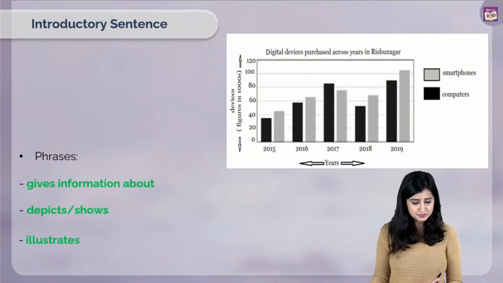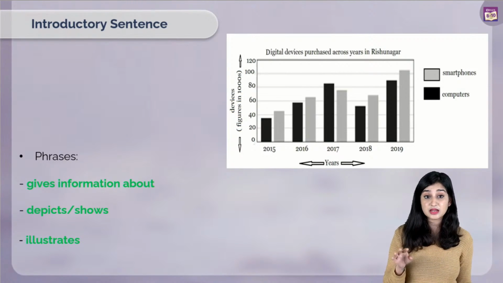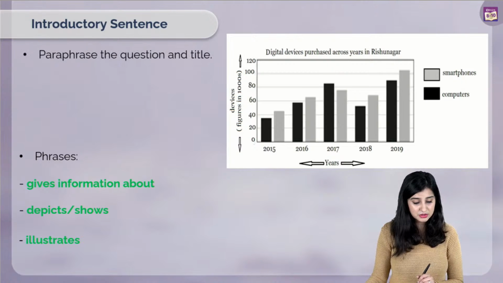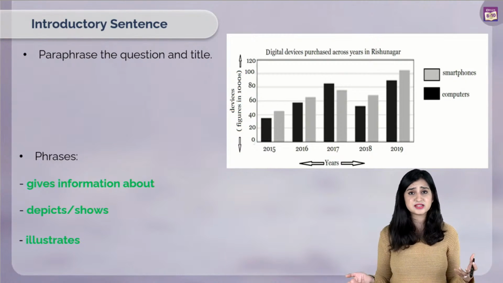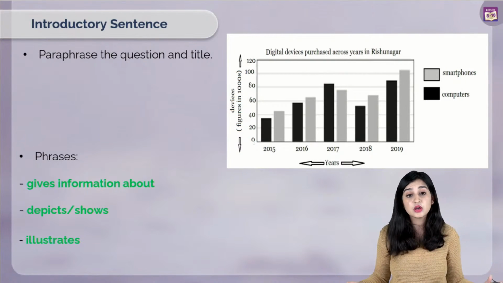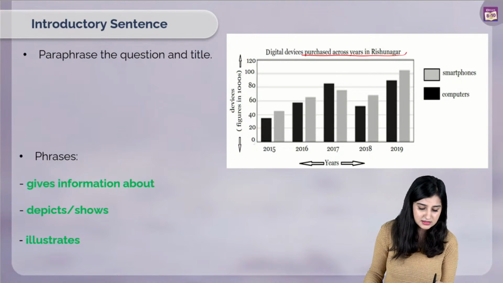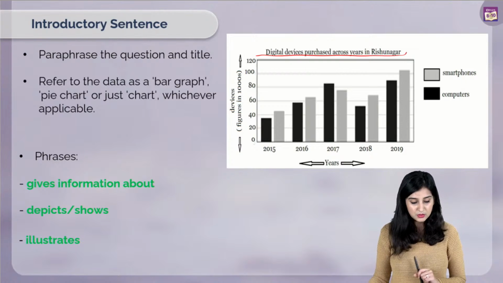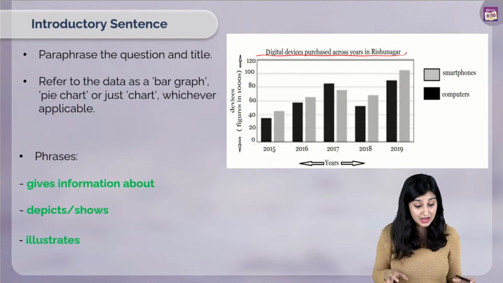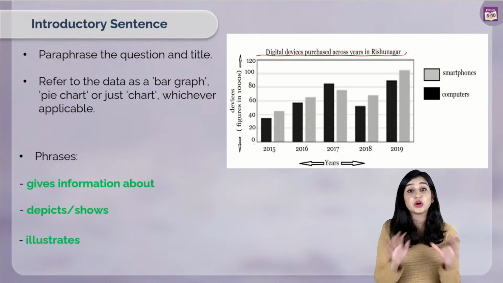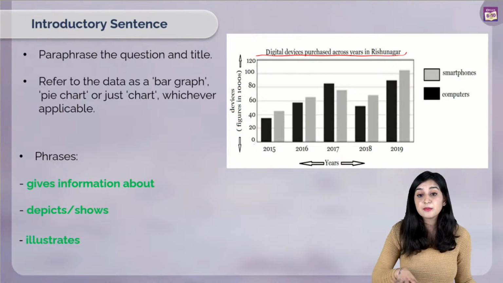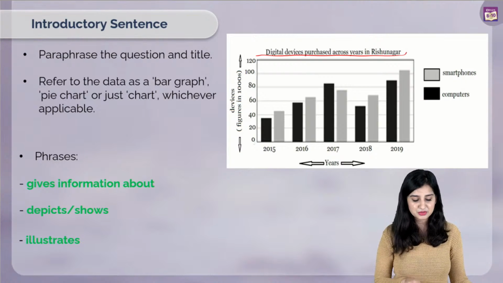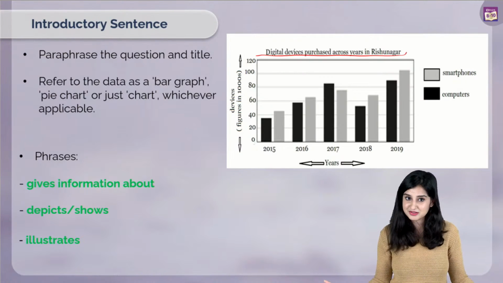Okay, so now the first thing that we're going to write is our introductory sentence. So in our introductory sentence, what are we going to do? We are going to paraphrase the question and title. What does that mean? We're just going to say the title in different words. So whatever the title is telling us, we are going to say it in different words. Okay. Then what are we going to do? We are going to refer to the data as a bar graph, pie chart, or just chart, whatever is applicable. So depending upon what is given to you, you're going to refer it as that. In this case, we are going to refer it as a bar graph because that's what we have.